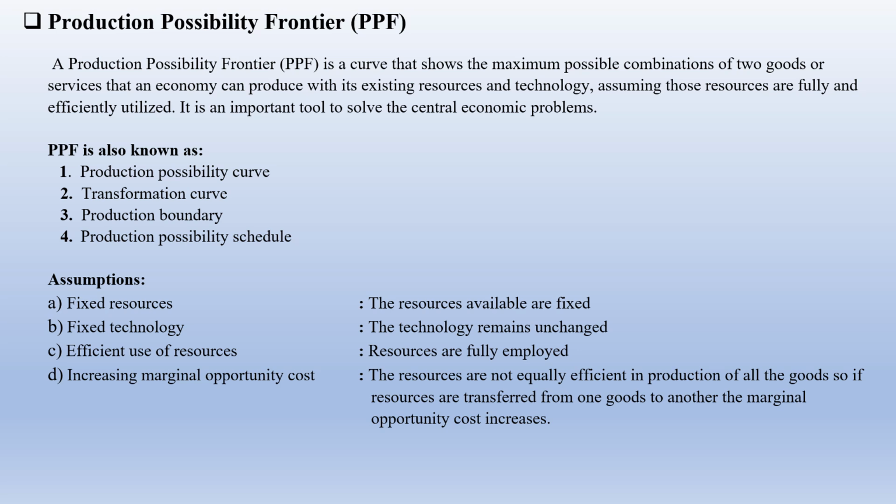The production possibility frontier is a fundamental concept in economics. It illustrates the trade-offs and opportunities faced by the economy. It is also known as the production possibility curve, transformation curve, production boundary, and production possibility schedule.